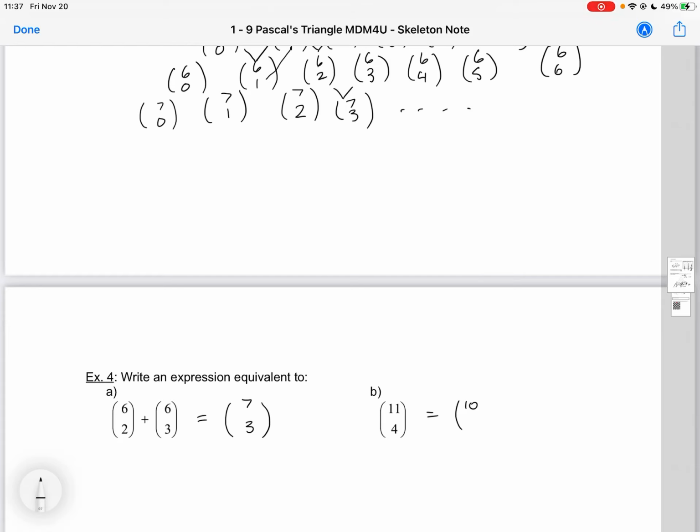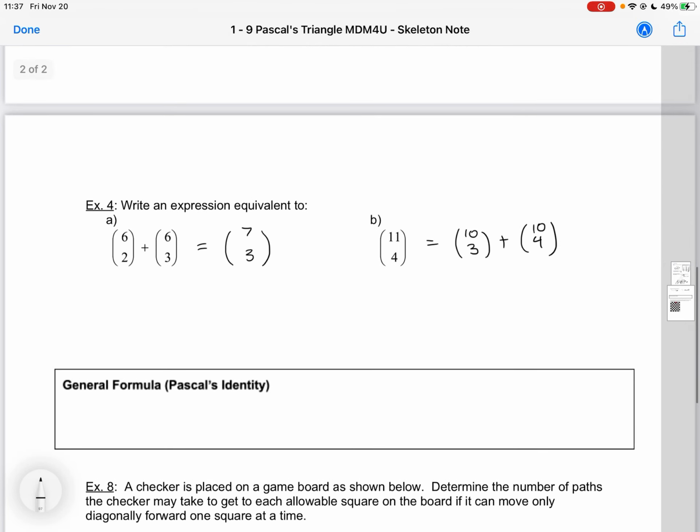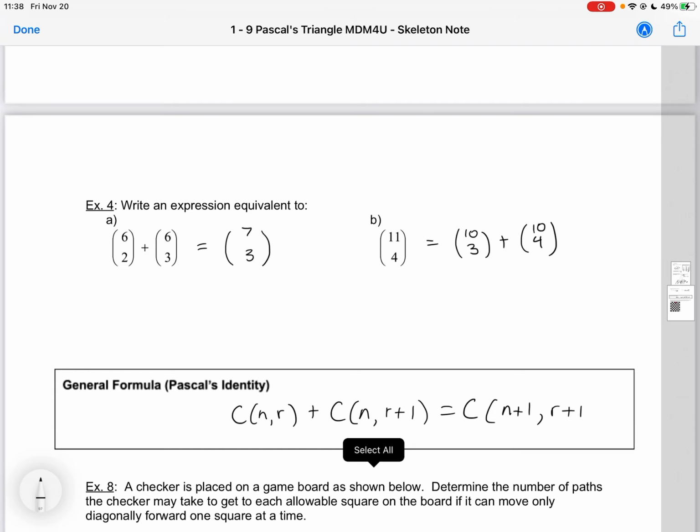So we can work backwards by knowing that this number must be the sum of the two terms above it in Pascal's triangle, which would be 10 choose 3 and 10 choose 4. We can summarize this in general as Pascal's identity. So n choose r plus n choose r plus 1 is going to be equal to n plus 1 choose r plus 1.